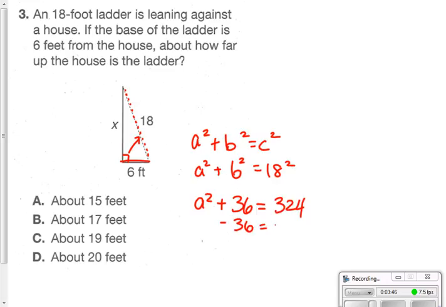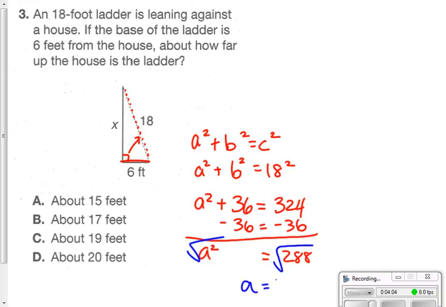Subtract 36 on both sides. We have a squared equals 324 take away 36, which is 288. And the last thing to do to get A alone is the square root. So I square root both sides. We find A is approximately 16.97 feet. Looking at my examples here, 16.97 would be pretty darn close to 17. So that's our answer there for example 3. This concludes 8113.